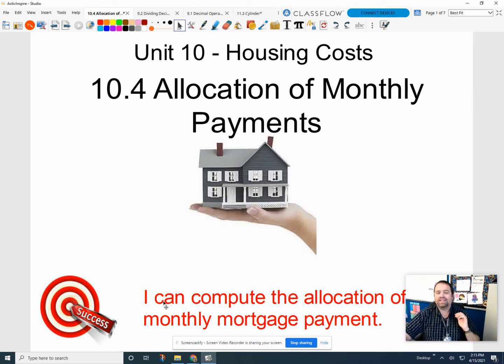Okay. The math is actually really straightforward on this. We've got a percentage calculation, and then the rest of it's just subtraction. So it should be okay.